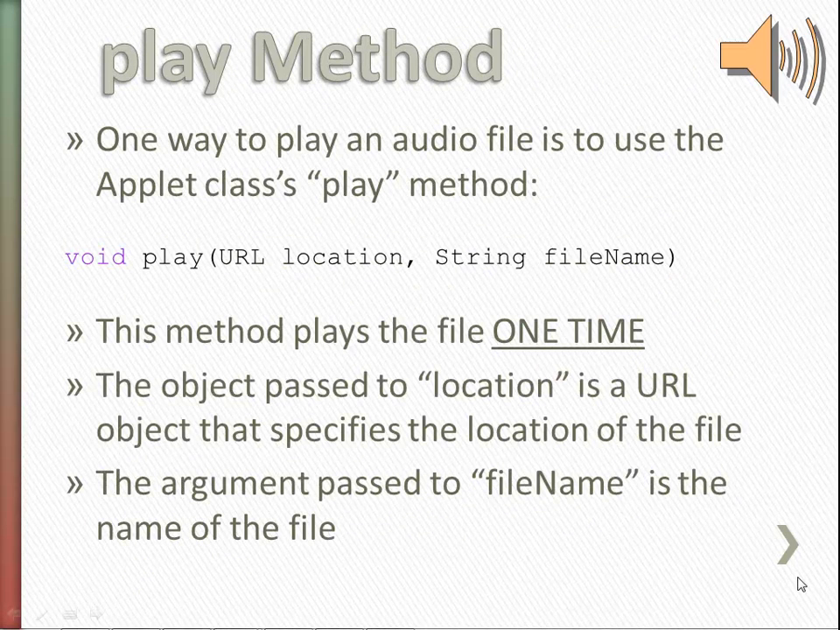The play method. One way to play an audio file is to use the applet class's play method. Void play, URL location, string file name. This method plays the file one time only. The object passed to the location is a URL object that specifies the location of the file. The argument passed to file name is the name of the file.